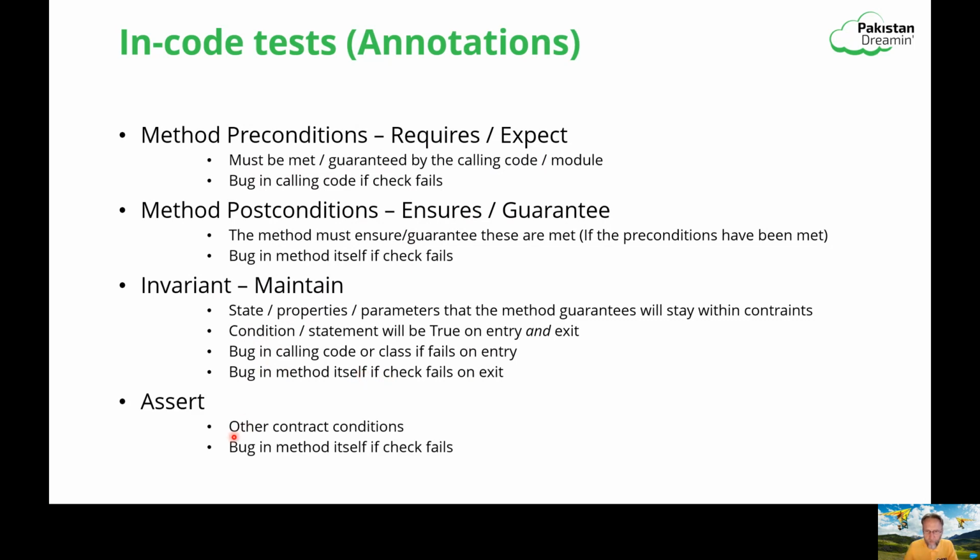Finally, we have a bit of a catch-all here for another type of contractual in-code test, for when it's not one of these three. If we want to check any other contract conditions, we can just use an assert contract test. And again, if that fails, it means there's a bug in the method itself.